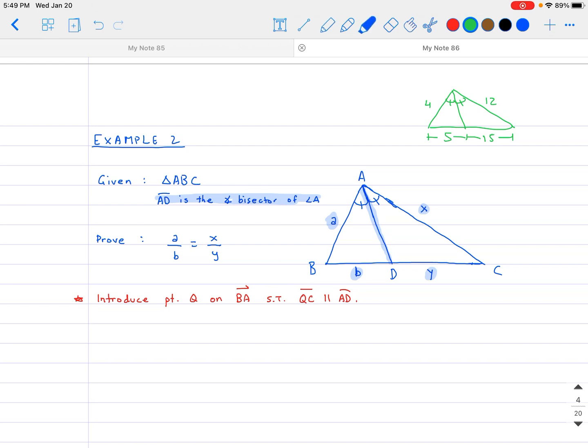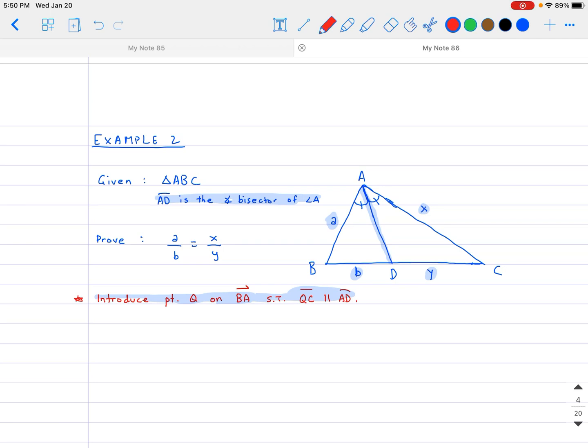All right, so let's go ahead and try to prove this one. Now, the proof of this is not going to be very, very simple because it's not something that you would normally see. You're going to have to actually introduce something. So the thing that we're going to have to introduce over here is a point Q on BA, the ray, such that QC is going to be parallel to AD. So let me go ahead and see if I can draw that in there.